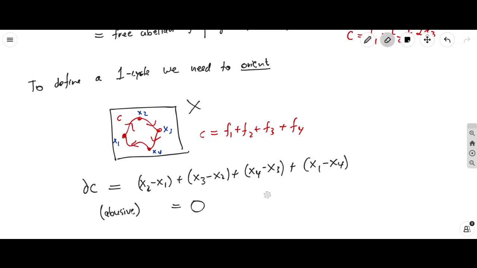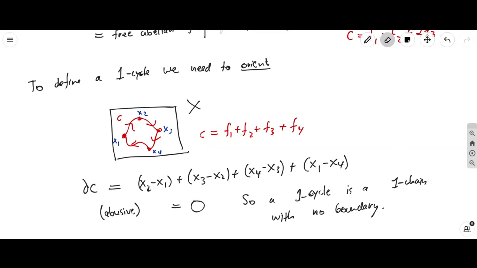So you can now talk about what it means to be a cycle. A one-cycle is a one-chain with no boundary. By no boundary, what we mean is that when you apply the boundary operator, you get 0.